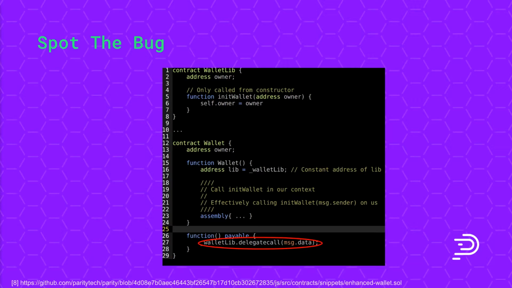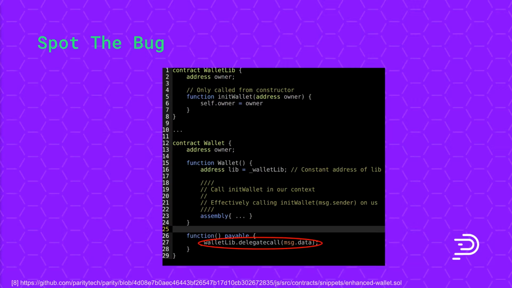Unfortunately, this means that any public functions in the library can be called in the context of this contract, violating our assumption that the contract can only be initialized by its constructor. Here we could send a transaction which sets the owner of this contract to an account owned by us by calling the init wallet function after construction time, enabling us to drain all the ETH out of this contract.